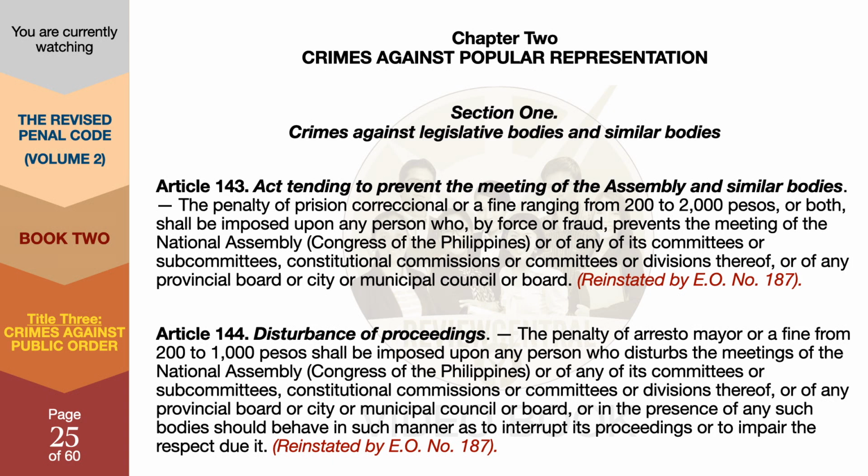Chapter 2. Crimes against popular representation. Section 1. Crimes against legislative bodies and similar bodies. Article 143. Act tending to prevent the meeting of the Assembly and similar bodies. The penalty of prisión correccional or a fine ranging from 200 to 2,000 pesos, or both, shall be imposed upon any person who, by force or fraud, prevents the meeting of the National Assembly, Congress of the Philippines, or of any of its committees or subcommittees, constitutional commissions or committees or divisions thereof, or of any provincial board or city or municipal council or board. Reinstated by EO number 187.